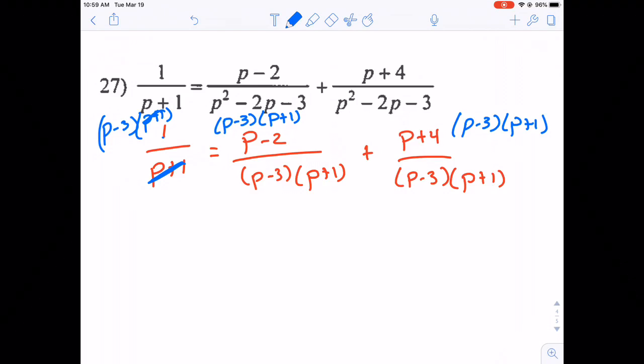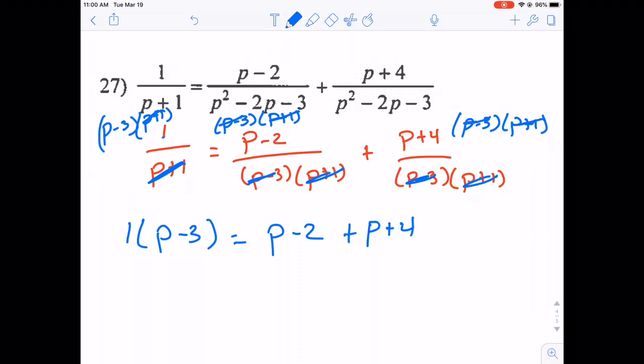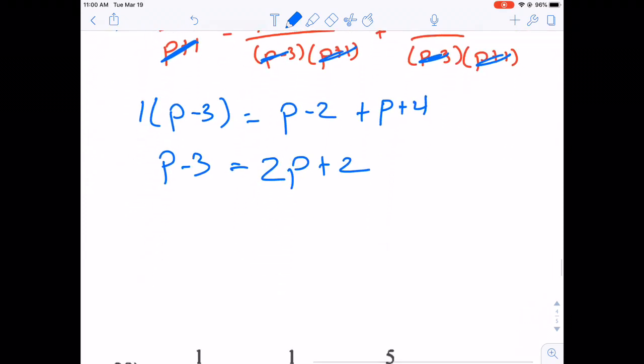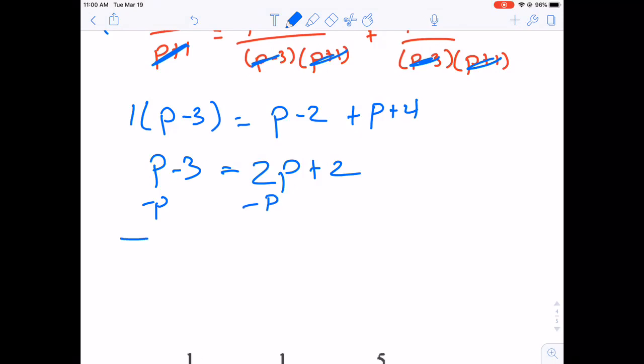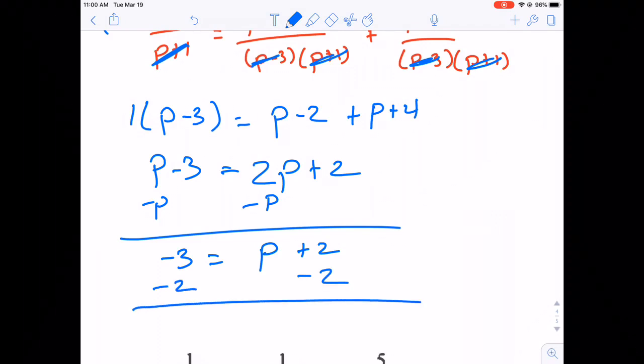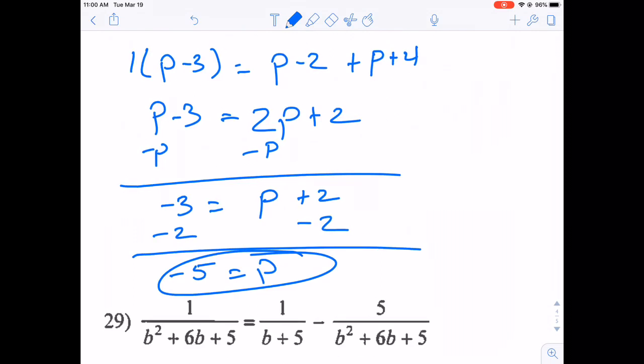So here I have just a 1 times a p minus 3. So 1 times p minus 3. Both of these cancel. So equals just p minus 2. And both of these cancel again. Plus p plus 4. Okay, so now I have p minus 3, again, no more denominators, equals 2p plus 2 when I combine some like terms. So then I'm going to subtract p here. So then negative 3 equals p plus 2, subtract the 2, p equals negative 5. There we go. Watch that again if you need.